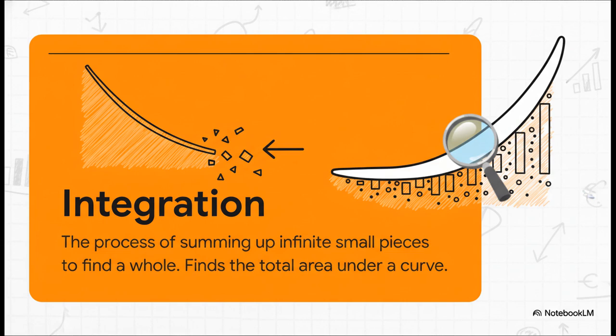If differentiation is about slicing a curve into infinite tiny points to find the slope at one point, integration is about adding up an infinite number of tiny little rectangular slices under that curve to find the total area. It's the process of putting all the little pieces back together to see the whole.